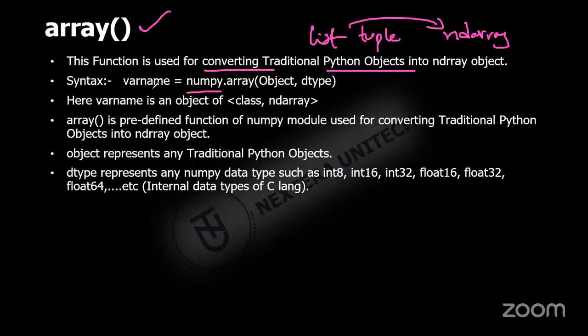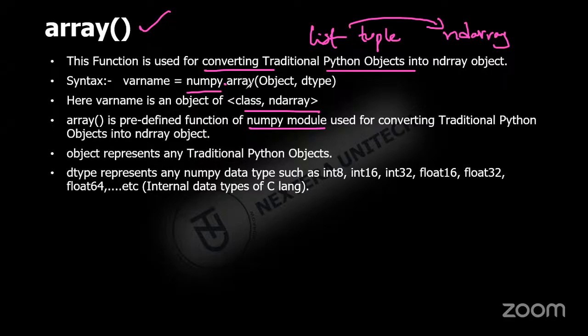Here the variable name to which we are assigning will be an object of NDarray. Then what is array? Array is a function. It's a predefined function of the NumPy module. If you see here, I'm using the dot to represent the hierarchy. That means I'm using array from NumPy.